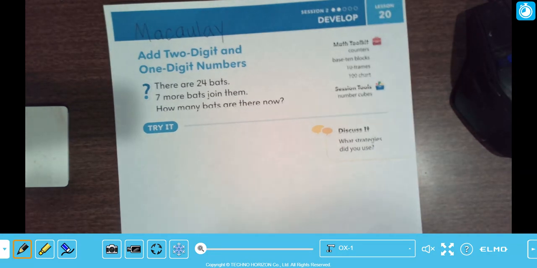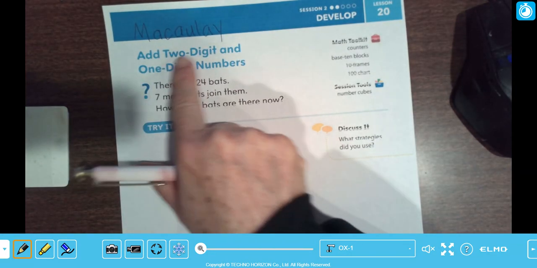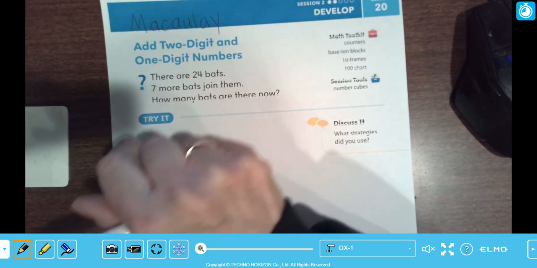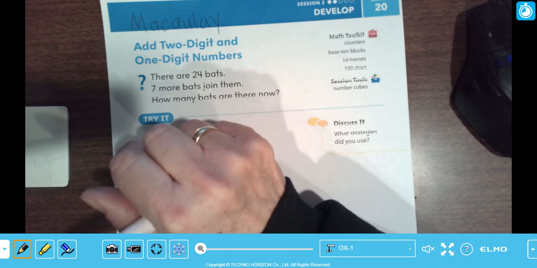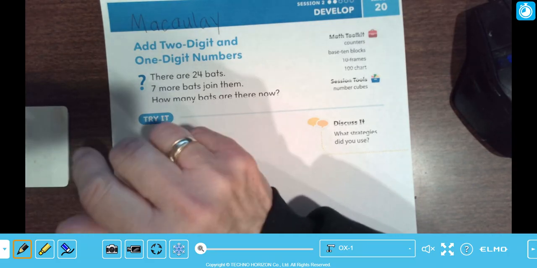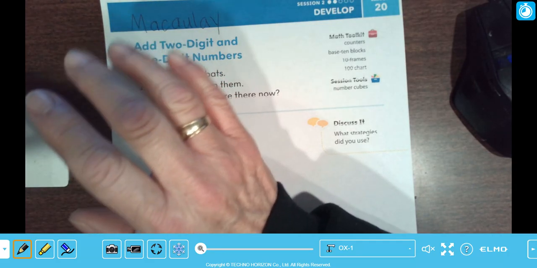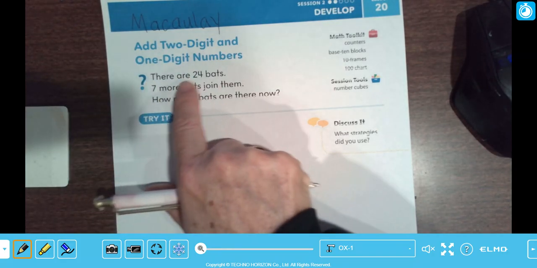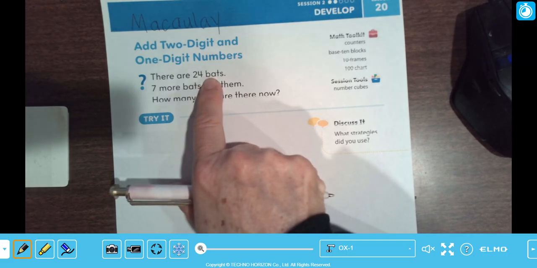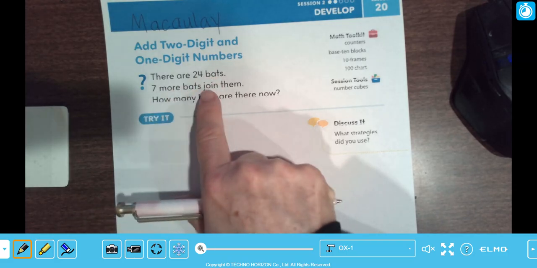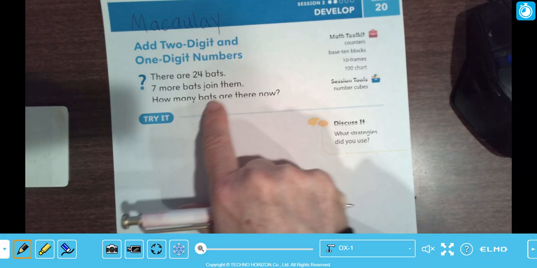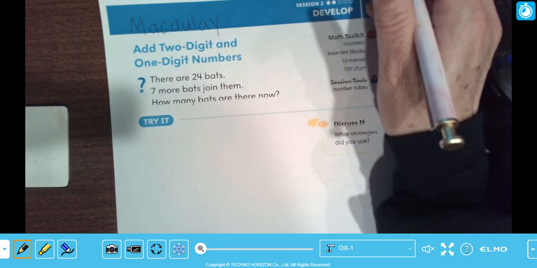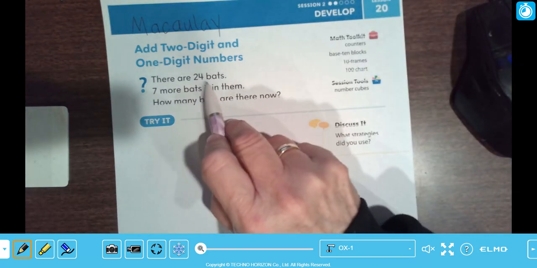Okay, it says add 2-digit and 1-digit numbers. Okay, our first question is, who is this story about? If there's no people, then we'll switch it to what is this story about. But if there's people, we'll say, who is this story about? There are 24 bats. 7 more bats joined them. How many bats are there now? Who is the story about, lovies? Yeah, story's about bats, right?